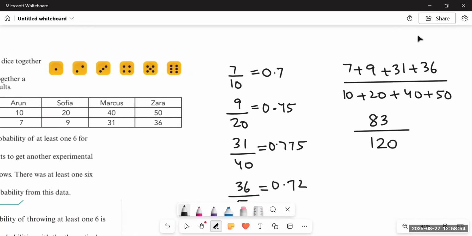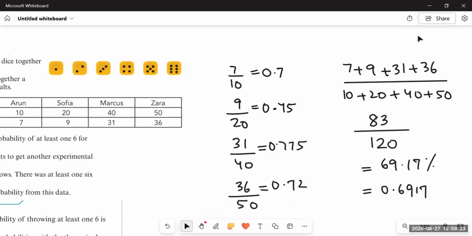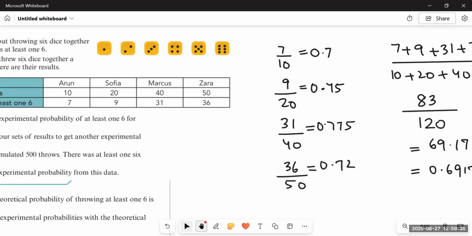So it was 83 times that they have got 6 on at least one of them. So the probability that we are going to get would be 69.17%. If you multiply it by 100%, we are going to get 69.17%, or in decimal, it would be 0.6917. Right? So what we did, we simply calculated the total number of results they have got and calculated the total probability. The total number of experiments that were carried out for this one was 120. And out of 120, the desired results were got 83 times. So we did 83 by 120.